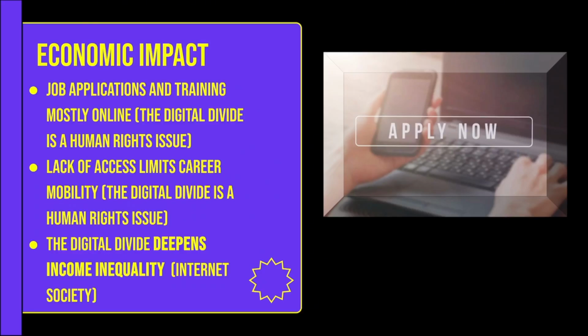Most jobs today require computer skills and online applications. Even training programs and remote work are mostly online. So if a person doesn't have internet access, they miss out on job opportunities and career growth. Small businesses also need the internet to advertise and reach customers. Without digital access, communities are cut off from economic progress, which keeps poverty going.